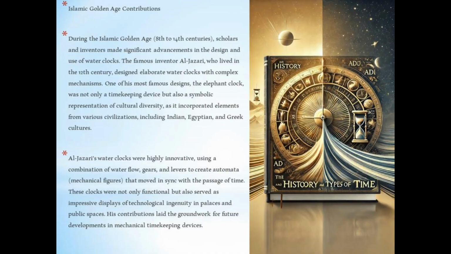Islamic Golden Age contributions. During the Islamic Golden Age, 8th to 14th centuries, scholars and inventors made significant advancements in the design and use of water clocks. The famous inventor Al-Jazari, who lived in the 12th century, designed elaborate water clocks with complex mechanisms. One of his most famous designs, the elephant clock, was not only a timekeeping device, but also a symbolic representation of cultural diversity, as it incorporated elements from various civilizations, including Indian, Egyptian, and Greek cultures.